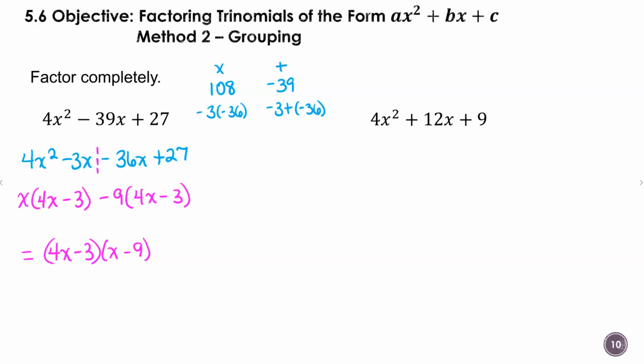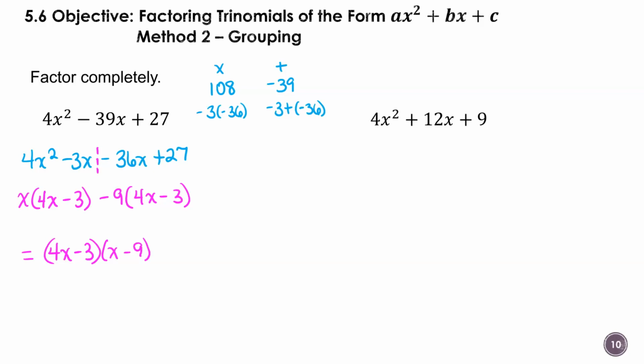Remember, when you factor out, you're actually dividing by that factor. So when I factored out the negative 9, I was dividing the negative 36x. That gives me a positive 4x, and then positive 27 divided by negative 9 gives me that negative 3.